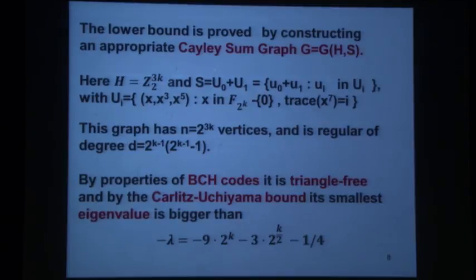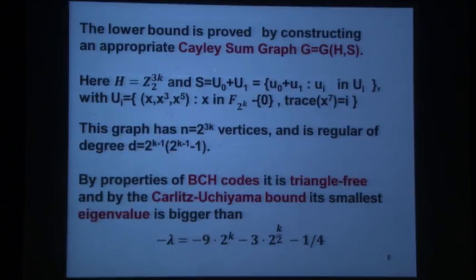So the smallest eigenvalue is negative, and the question is how negative can it be? And to know that it cannot be very negative, we just have to bound the absolute value of this character sum. And this Carlitz-Uchiyama bound tells us that it's not very negative. So in absolute value, it's not more than 2 to the k, which is, well, minus 9 times 2 to the k.